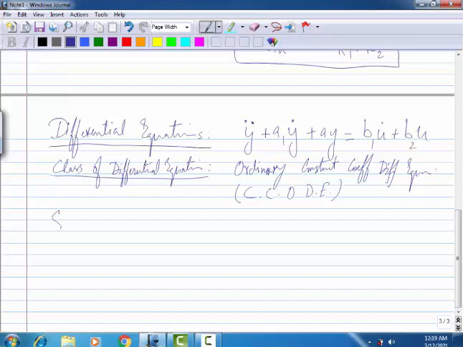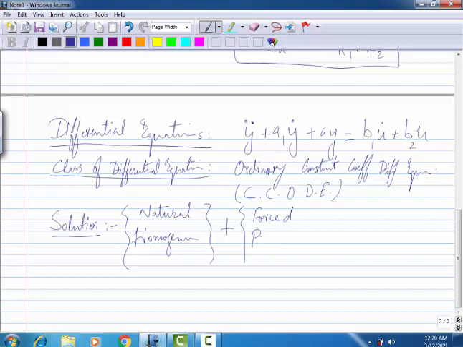Now the solution, as you know, can be divided into two parts. The first one is known as the natural solution, or sometimes we call it homogeneous. The next one we add is known as the forced solution, or sometimes we call it a particular solution. These two combine to give us the solution of the differential equation.